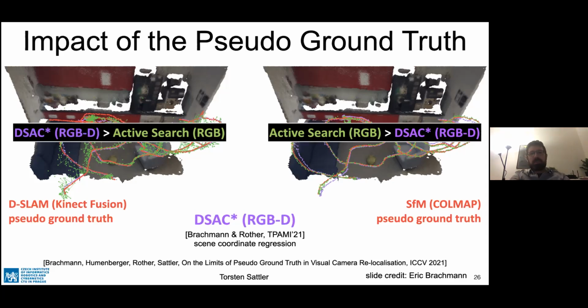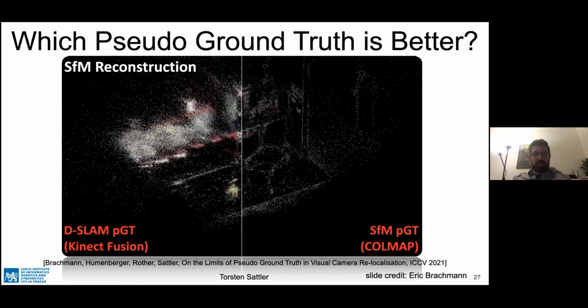Whereas what we show is that whether an algorithm is better than the other actually depends a lot on the way the pseudo ground truth is generated, which naturally begs the question whether one pseudo ground truth might actually be better than the other, in which case we should just focus on one. So let's look at this question, which pseudo ground truth is actually better.